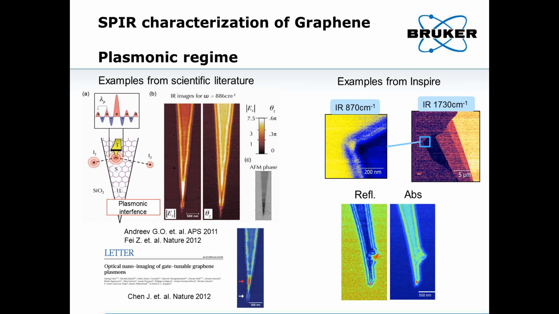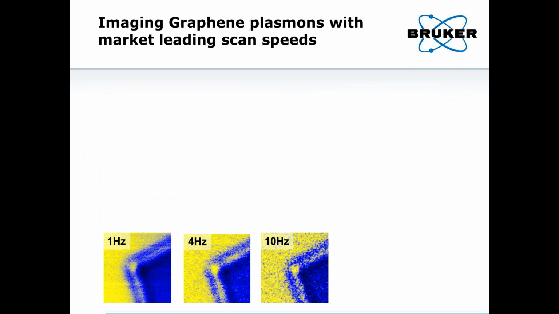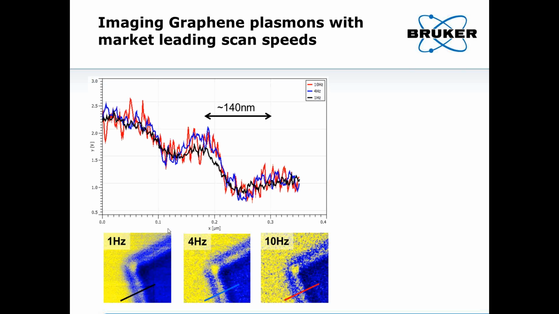And lastly, I'd like to end the presentation with another unique capability for plasmonic imaging on graphene. Here in this bottom row, I show 3 images of the same exact region. This is a 1 hertz image, and it goes all the way to 10 hertz. And what's interesting about these 3 images is that the spatial resolution of the plasmonic feature does not degrade as we go to extremely high scan speeds. It's possible to still determine the plasmonic wavelength. The only thing that degrades is the signal to noise.